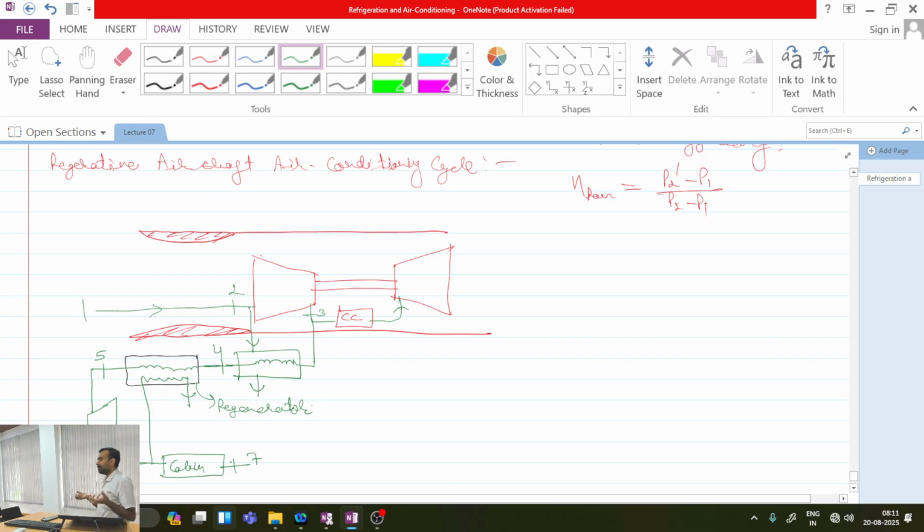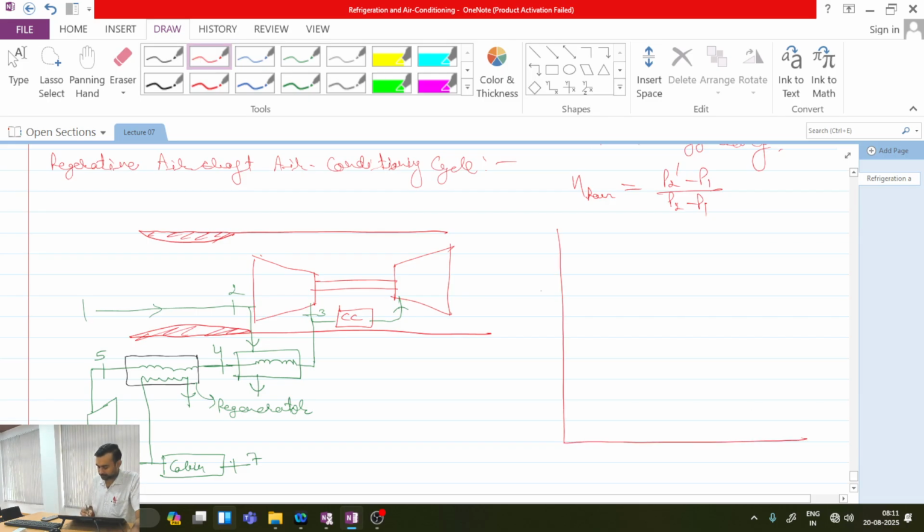Regeneration means from your own energy itself you are trying to create some additional cooling. Okay, so that's why we are calling it regeneration. That is the reason additionally we were able to cool from 4 to 5. Okay, so now let me draw it on the cycle.